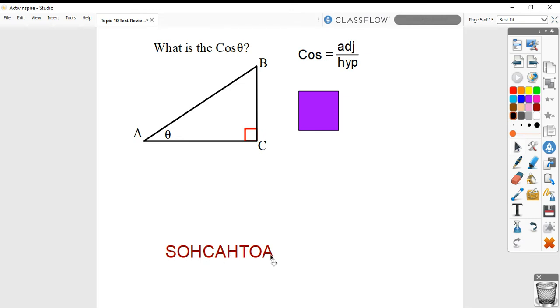That's why we keep writing this thing down right here. That's why we keep writing down SOHCAHTOA. Okay, so cosine is the adjacent over hypotenuse. We've got that written down right over here.